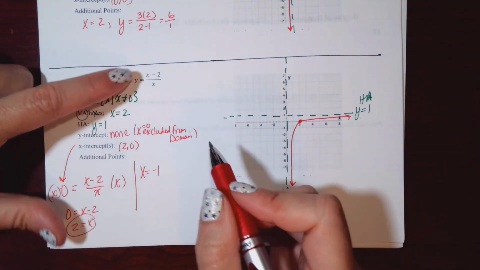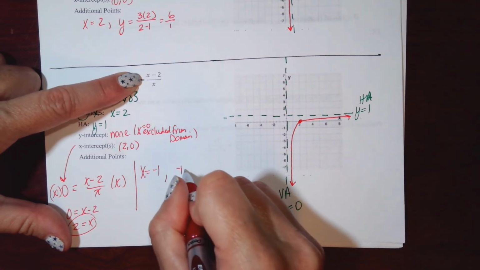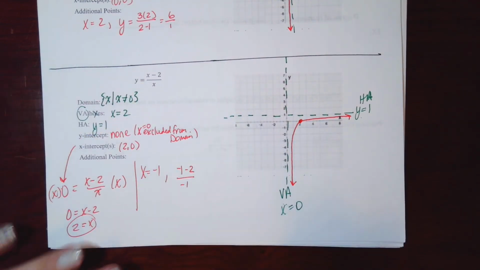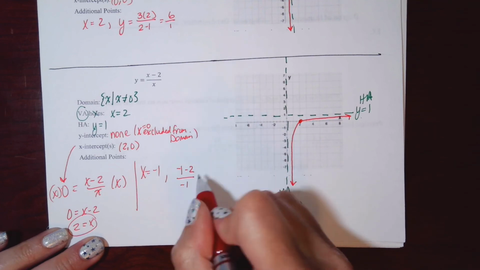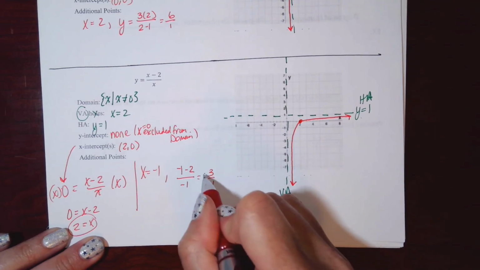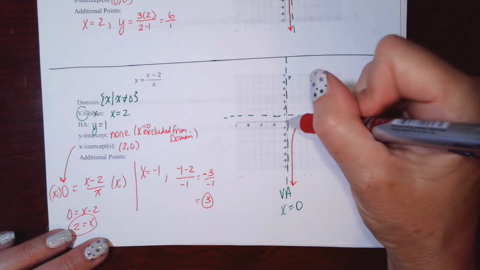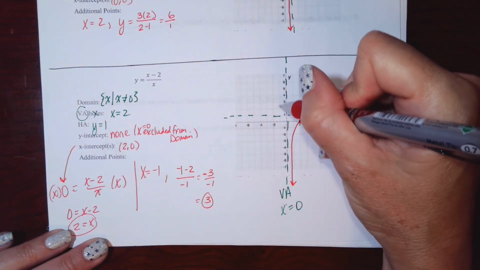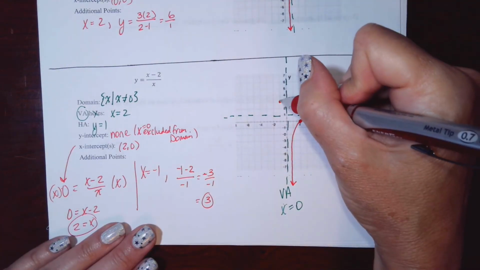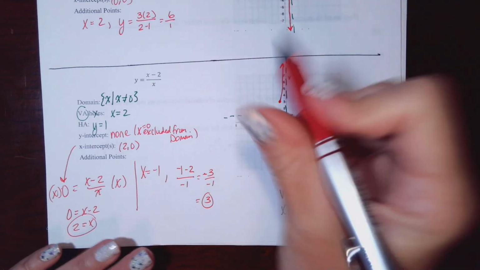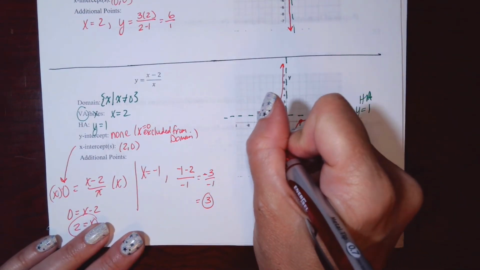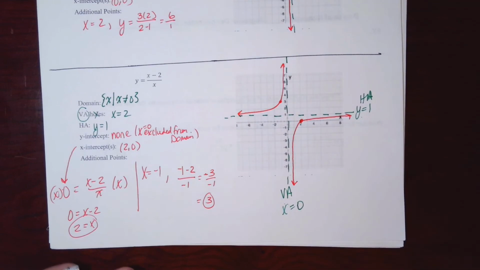If x is -1, I have -1 minus 2 over -1. -1 minus 2 is a -3, and -3 divided by -1 is a +3. So where x is -1, y is 3, and that was what I was expecting. So I use the asymptotes to curve my graph, and we're done. Good job.